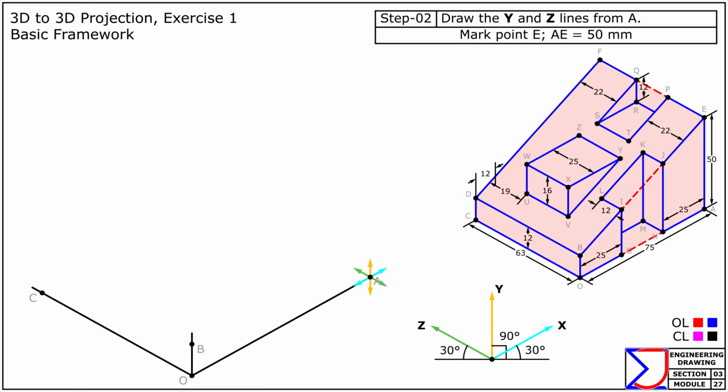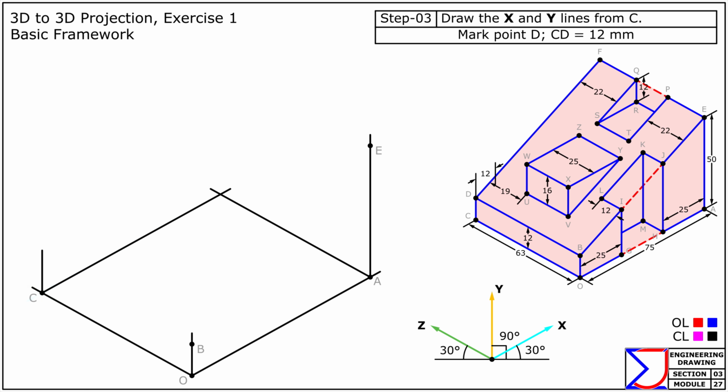At point A, draw the remaining parallel lines. Mark point E at a distance of 50 mm from A. At point C, draw the remaining parallel lines. Mark point D at a distance of 12 mm from C. Join points B and D. Join points B and E, which define the endpoints of the slope line.